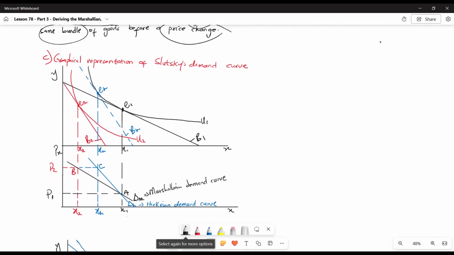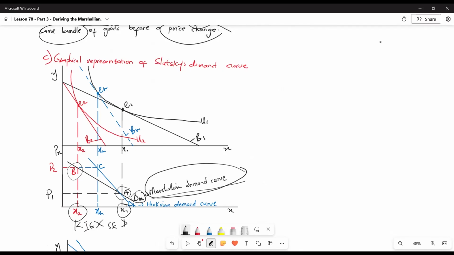Before we draw our Slutsky demand curve, let's record that our Marshallian demand curve, represented as DM, was derived by connecting point A and point B, and we mentioned that this incorporates both substitution and income effect. So we see this as a change in demand from X1 to X2, where this is the total effect, the difference here is the substitution effect, and the difference here is the income effect. So the Marshallian demand curve exhibits both the substitution and income effect.